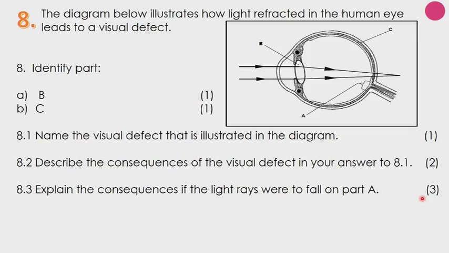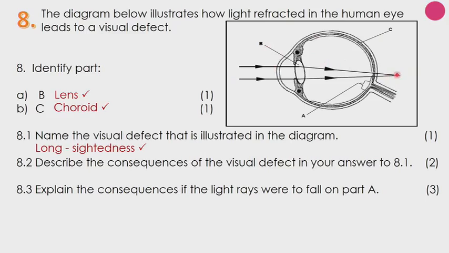Now, once more, they give us indications of letters, having to identify them. B on the diagram is the lens, and then C on the diagram is indicating that dark pigmented layer in between the retina and the sclera, the choroid. Now, I've already answered question 8.1, which asks you to name the visual defect illustrated. So please go and look at those diagrams of eye defects so that you can recognize them. But far-sighted vision or long-sightedness is where there's not enough refraction. The light rays are going a long way before they find their focal point. So they're focusing behind the retina.